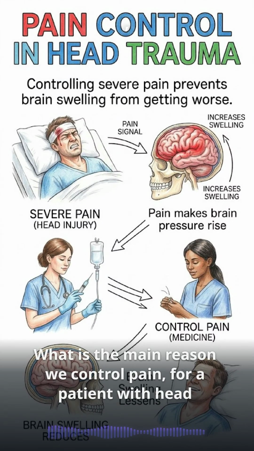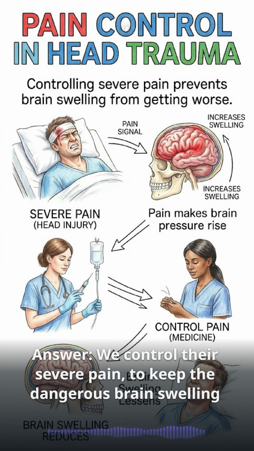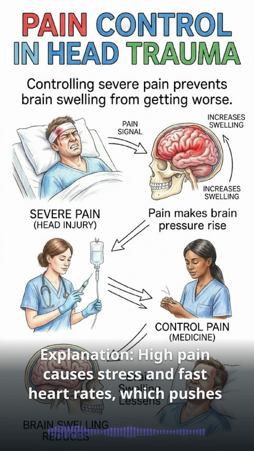33. What is the main reason we control pain for a patient with head trauma? We control their severe pain to keep the dangerous brain swelling from getting much worse. High pain causes stress and fast heart rates, which pushes more blood into the head.